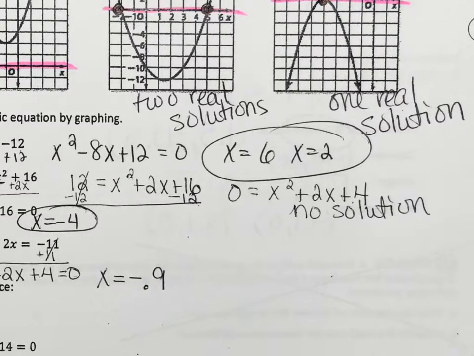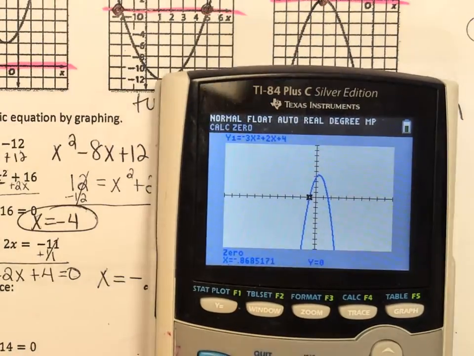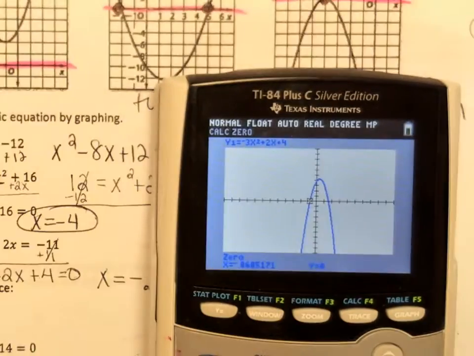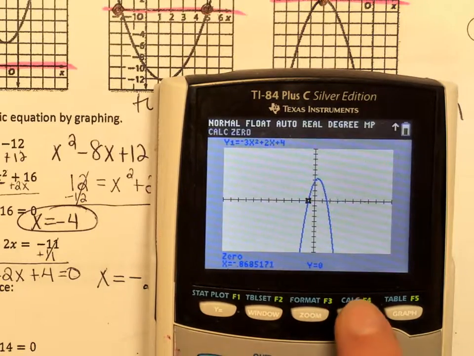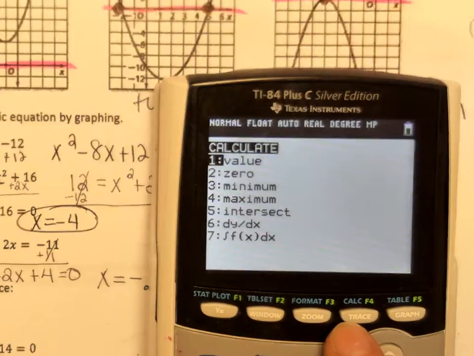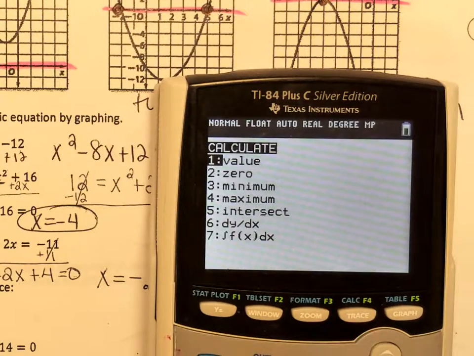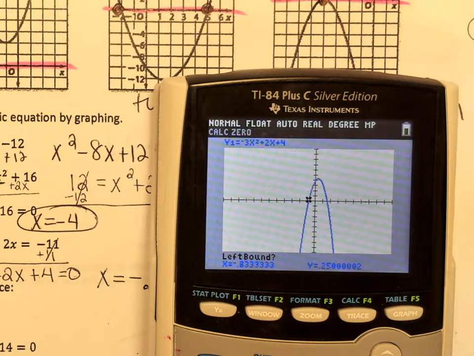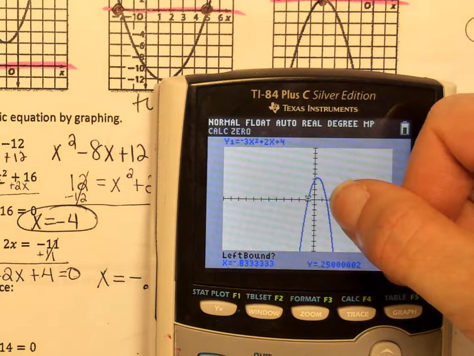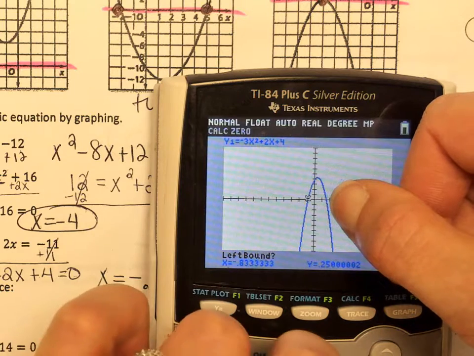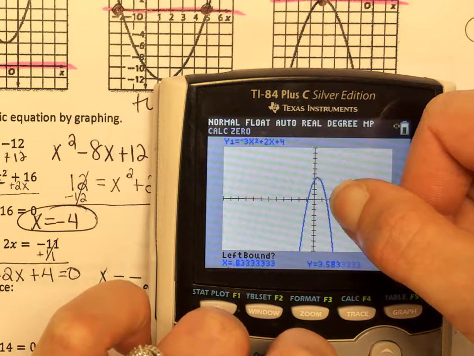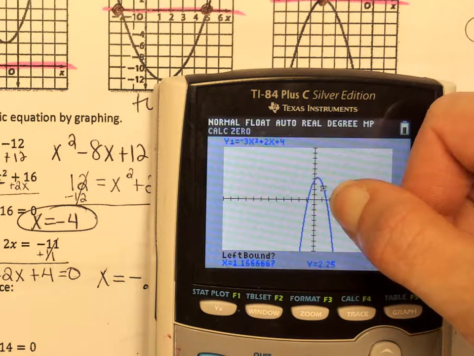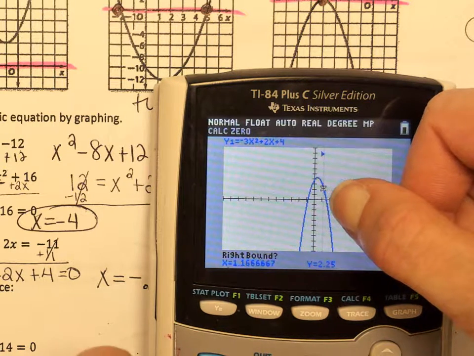Zero. All right, but we have 2 x-intercepts, right? So let's do it again. Here we go. Second calculate. Go down to 0. This time we're going to do the x-intercept right here on the other side. This is what we did yesterday. So we hit enter to the left of it. Then we're going to go right below it for the right of it.